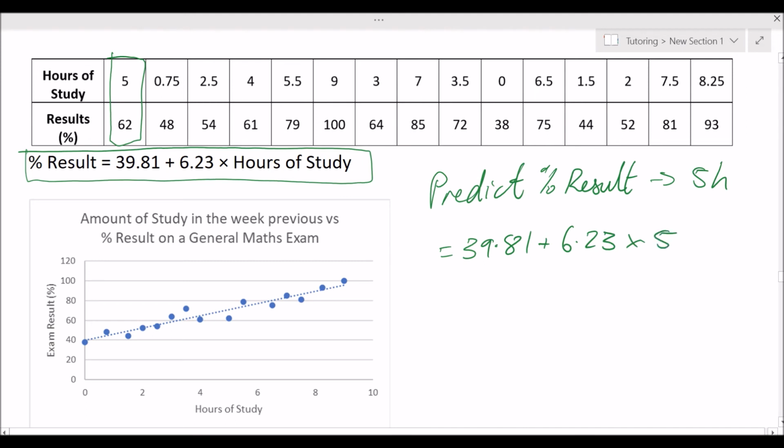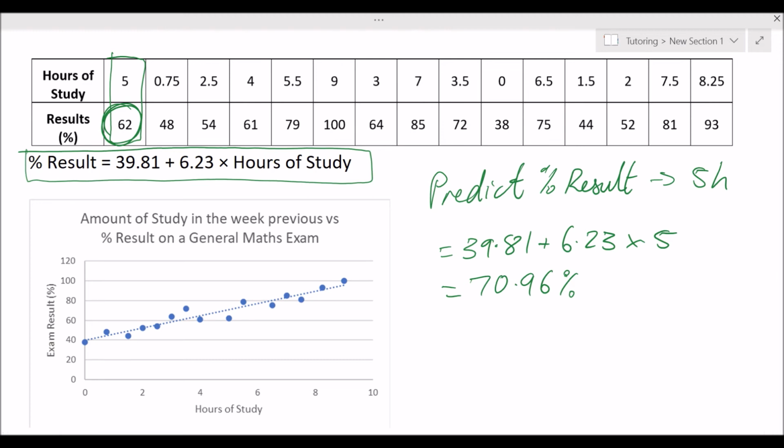So what we're going to do is substitute 5 into that equation, and let's see what we get. I get a value of 70.96%. Okay, now that's our predicted result. Let's have a look at the actual result. So someone actually studied for 5 hours and their result was 62%.